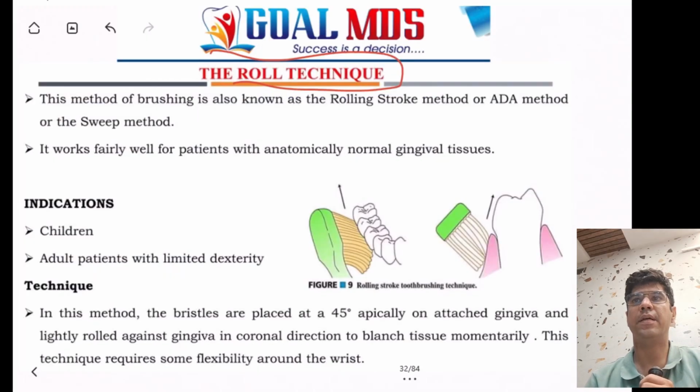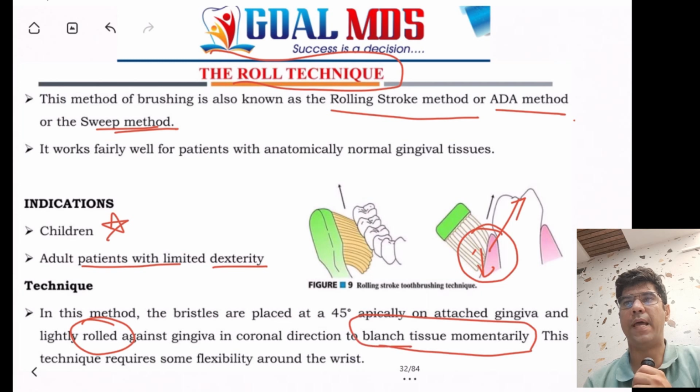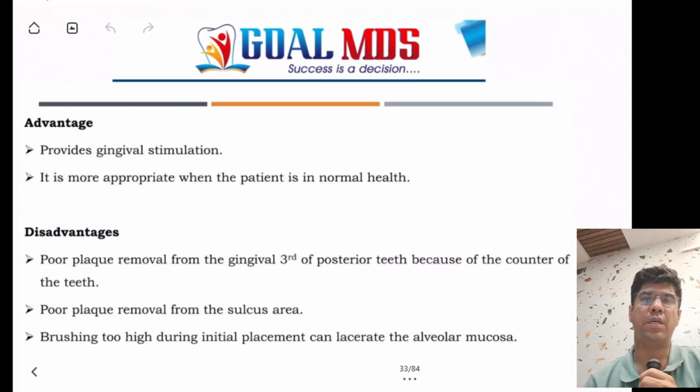The other is the roll technique. It is also known as the rolling stroke method, ADA method or the sweep method. This method is indicated in children and adult patients with limited dexterity. The bristles are placed at a 45-degree angle apically on the attached gingiva and lightly rolled against the gingiva in a coronal direction to blanch the tissue momentarily. This technique requires some flexibility around the wrist.